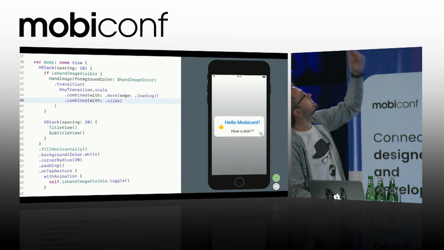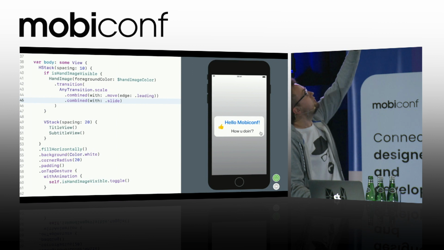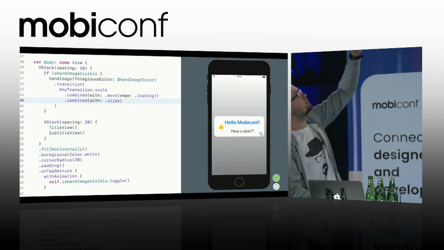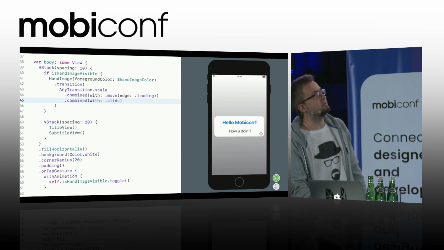Well, this is any transition API. We can see that we combined scale with move and slide. Three predefined transitions in SwiftUI. The move will be from the leading edge. And we see how this looks in a moment. Pretty cool, right?